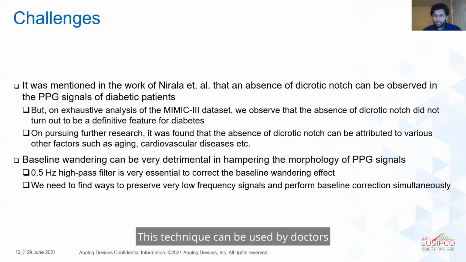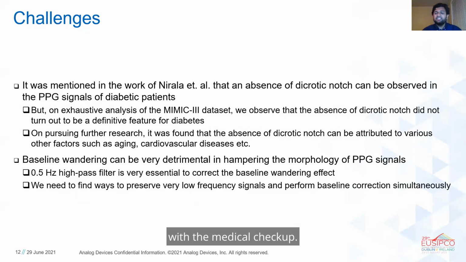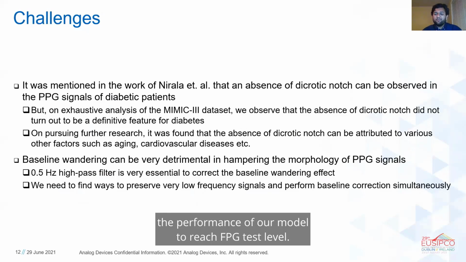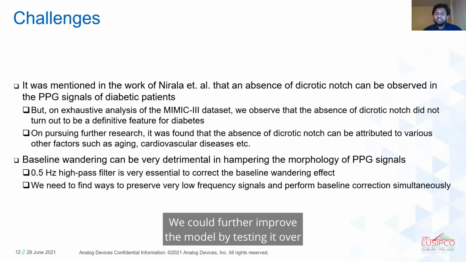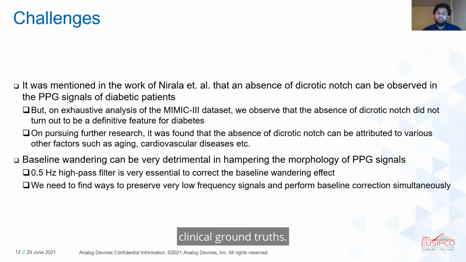This technique can be used by doctors as a screening test for diabetes before proceeding with the medical checkup. This can further be improved by increasing the training dataset size by adding more data from the Mimic3 dataset, which could boost the performance of our model to reach FPG test level. We could further improve the model by testing it over our in-house PPG dataset with appropriate clinical ground truths.